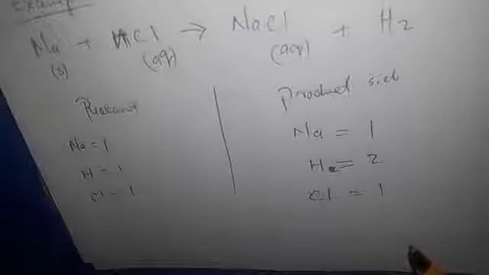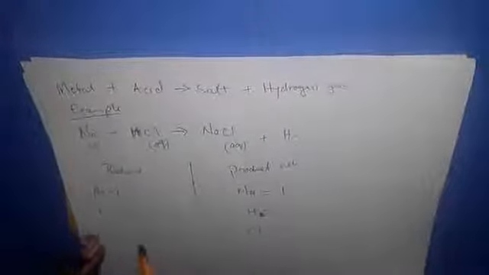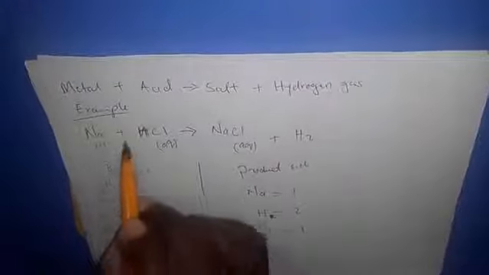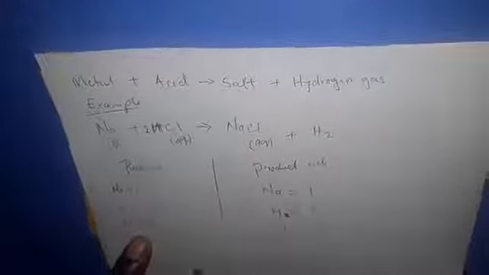Then we go to the product side. We have one sodium, two hydrogens. Listen carefully. We also have one chlorine in our equation. Now how do we solve this? On the product side we have two hydrogens, but on the reactant side we have one. So we just multiply this by 2 and we put that 2 here. You can see, hydrogen and hydrogen, both sides are balanced.